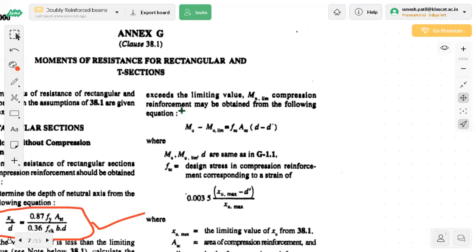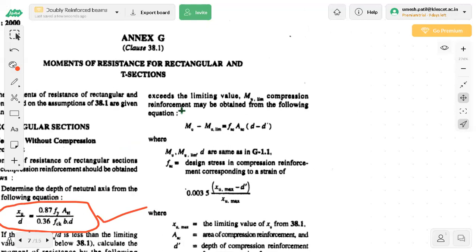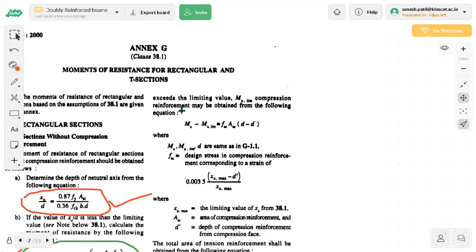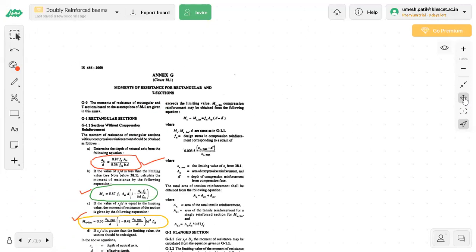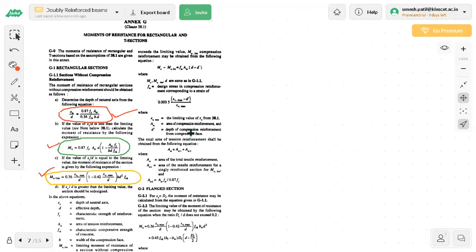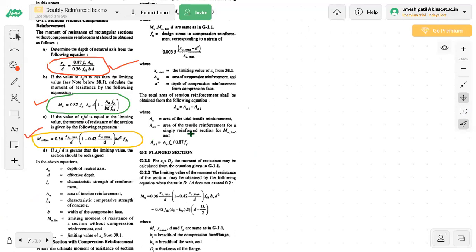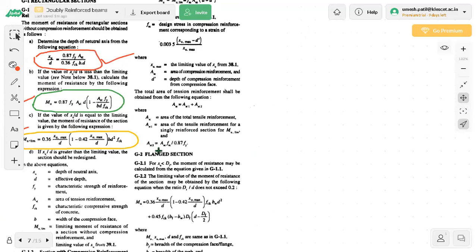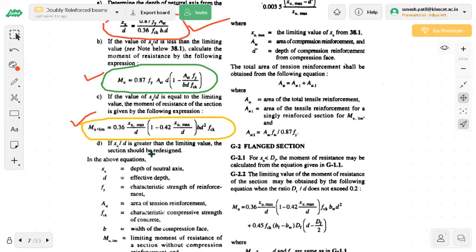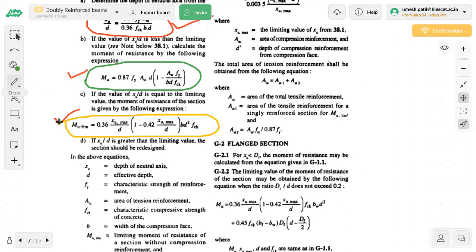How to calculate the actual depth of neutral axis. Then how to find the moment of resistance of a doubly reinforced section. See, in the previous classes, we were able to find out XU limit, then the moment of resistance using the appropriate formula. Once again, I'll repeat: in the previous classes, whenever the section is over reinforced, once again I'm telling you, use this formula. Many students have made mistakes here. See this one. Use this one if the section is over reinforced.